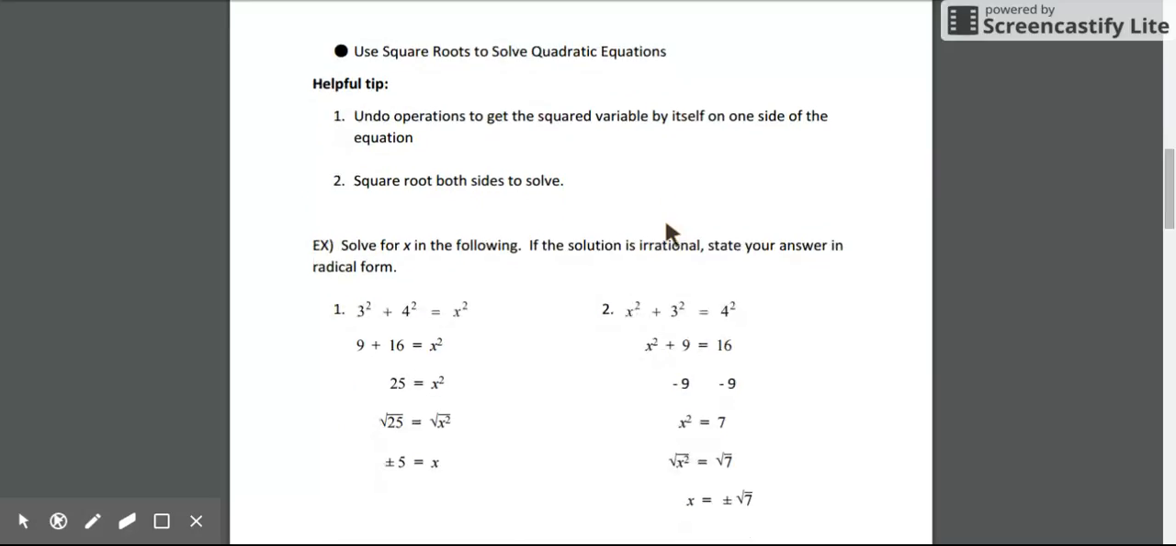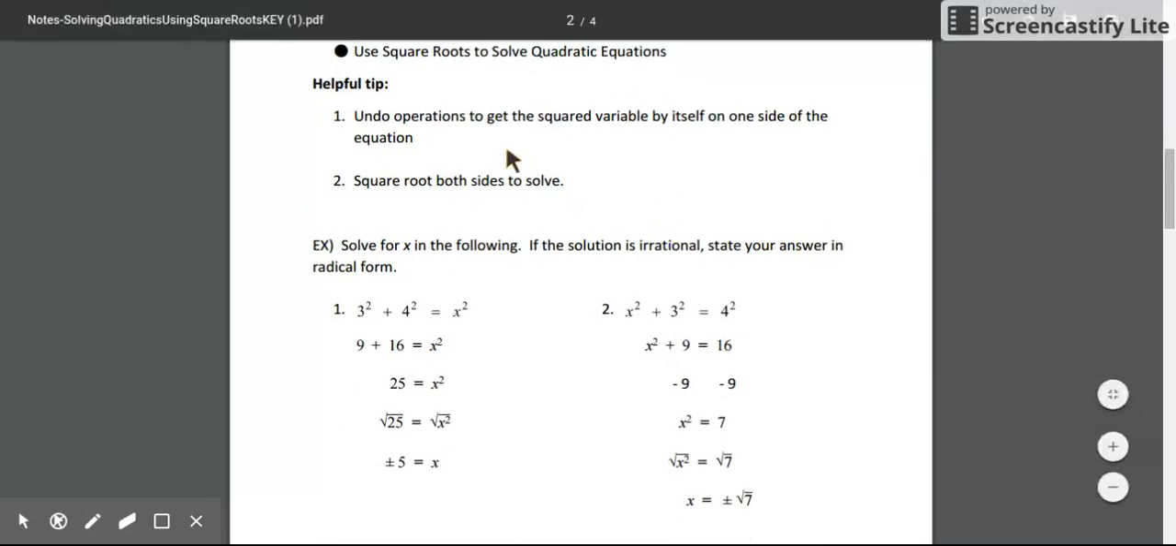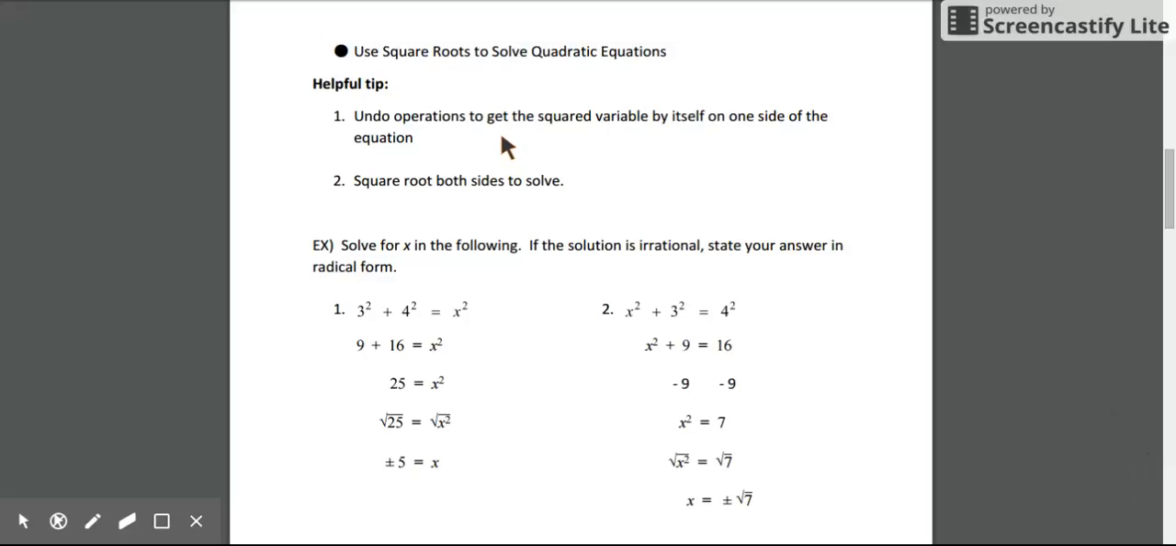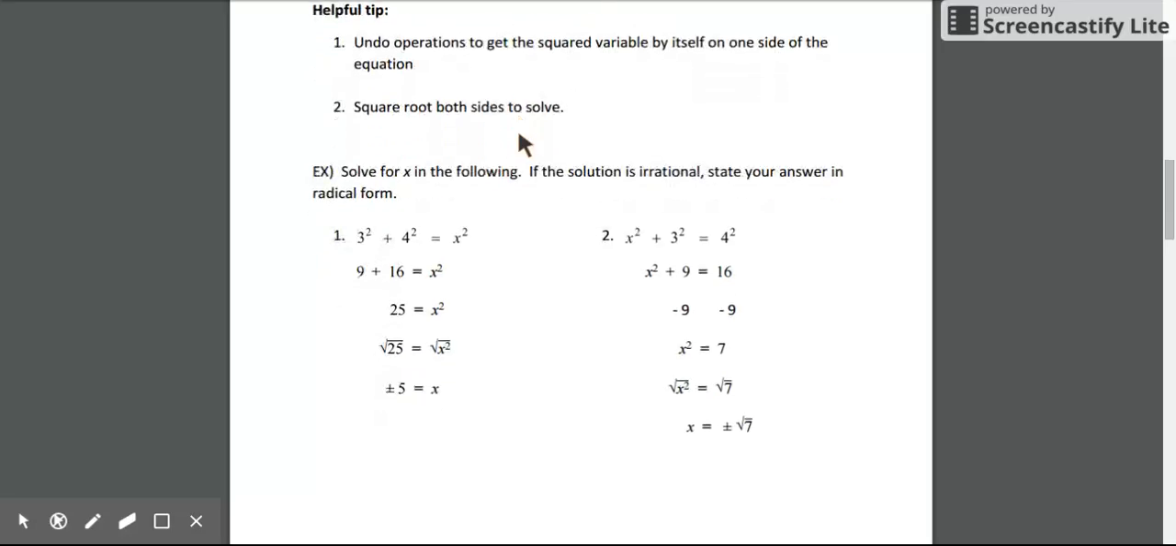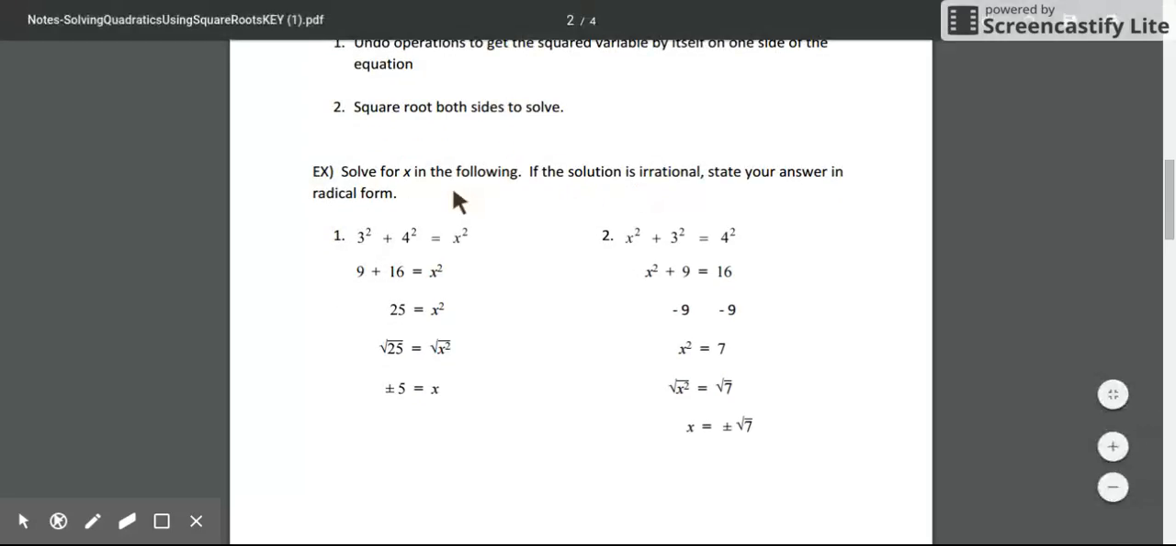All right, let's use square roots to solve quadratic equations. Here's some tips. We always want to get the variable by itself. So in this example, we're going to be getting the squared variable by itself. And then to undo that, we're going to square root both sides. Also, we're going to practice, if we get an irrational solution, we're going to leave our answer in radical form.